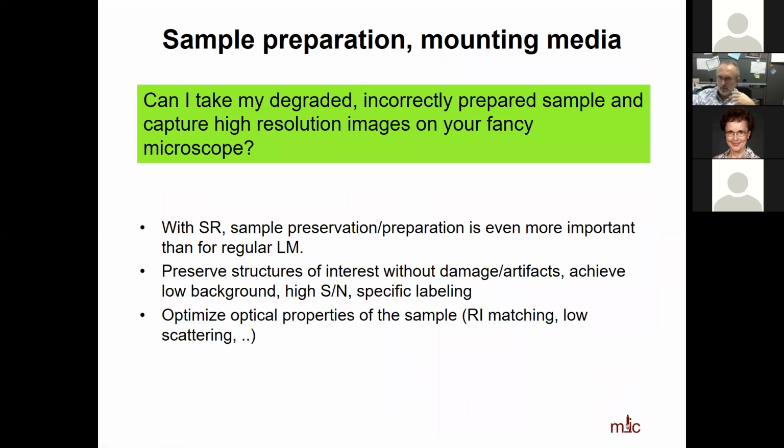So the question is, now that we can do all this fantastic resolution, can we still get away with some bad samples? Unfortunately, you have to get much better structural preservation, and the whole sample preparation pipeline has to be much more critical, because now that you're looking at maybe tens of nanometers resolution versus hundreds, the artifacts and sample degradation that you couldn't see before may become obvious. So that's my final word of caution for you.